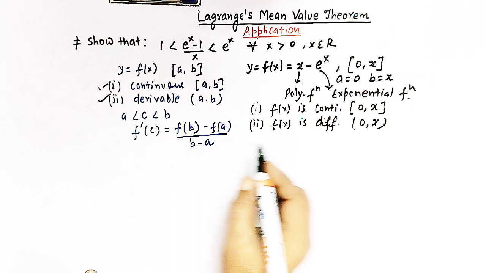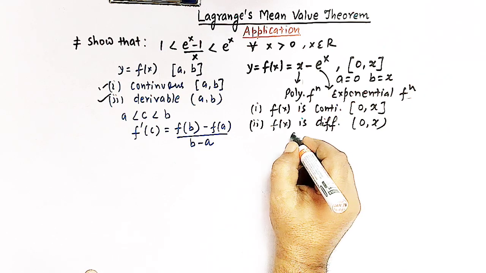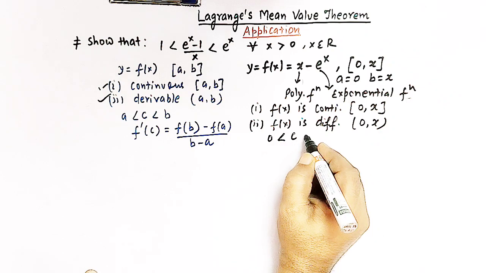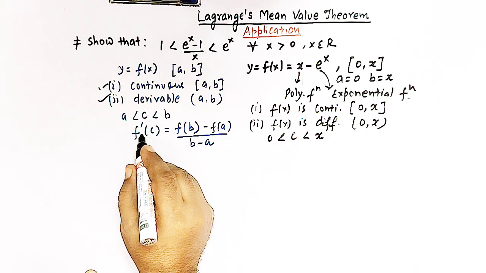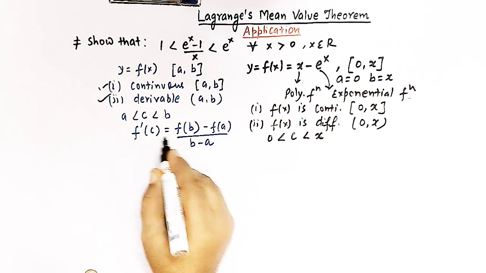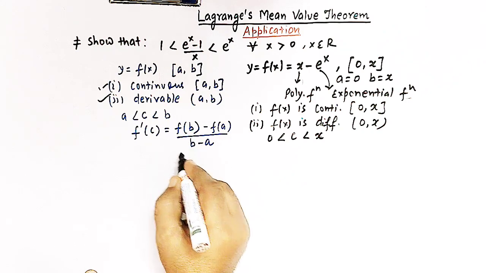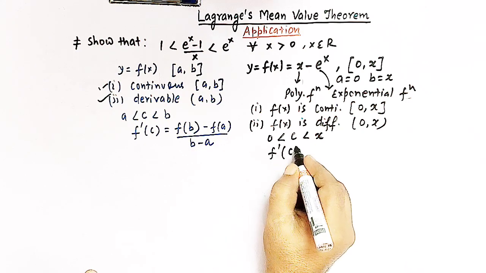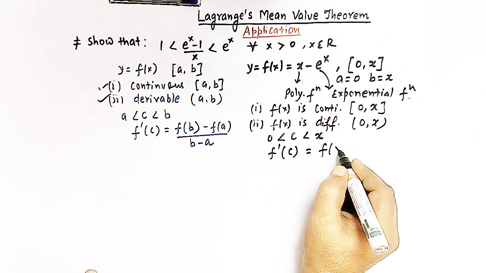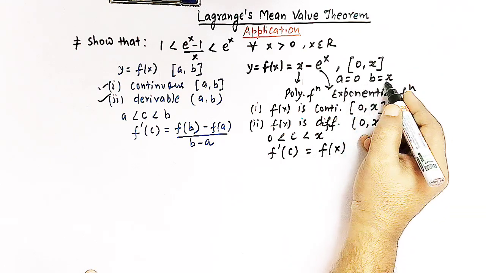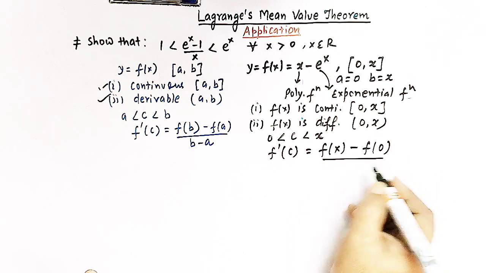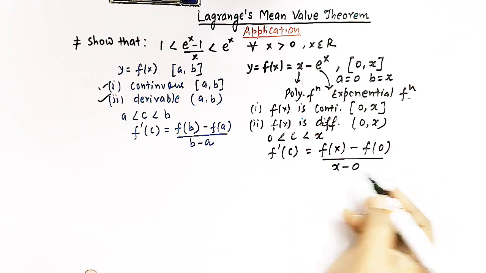Hence, there must exist a point C between 0 and x, such that f prime of C is equal to this expression. So we can now write f prime of C is equal to f of x minus f of 0, because a is 0 and b is x, divided by x minus 0.